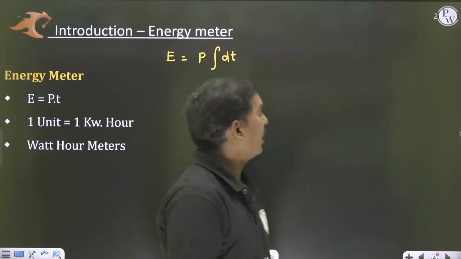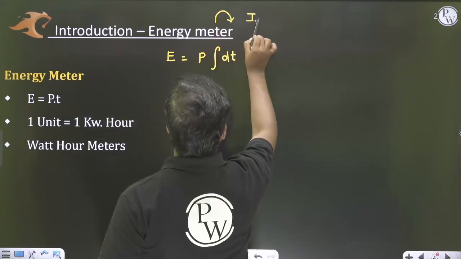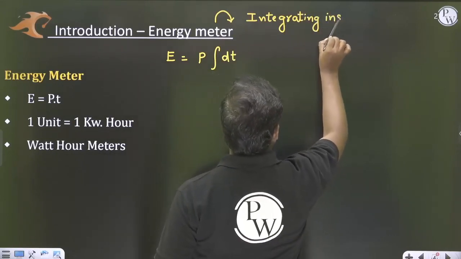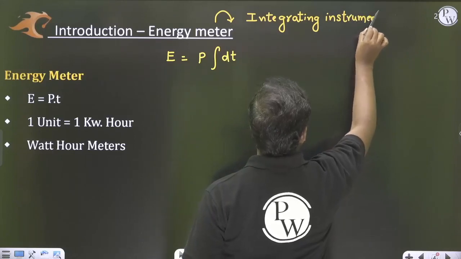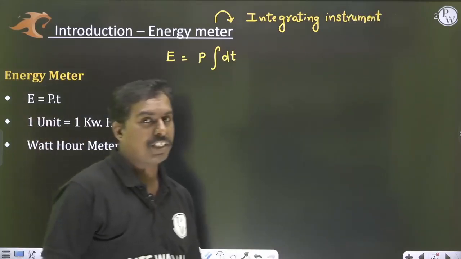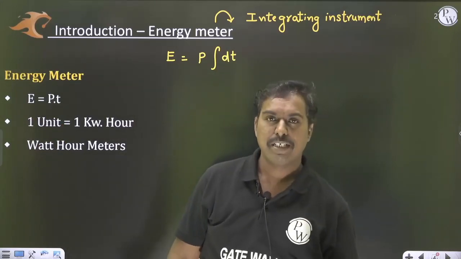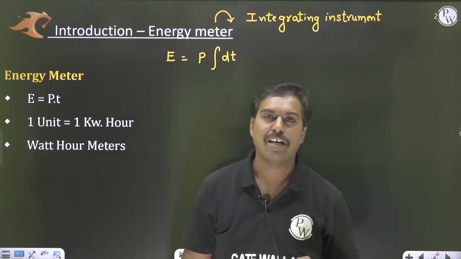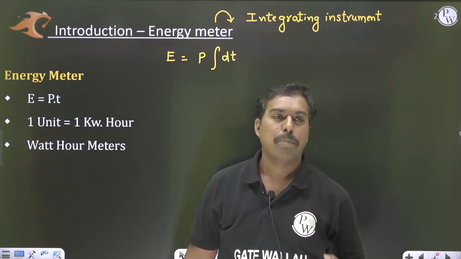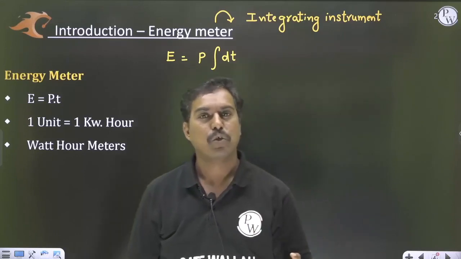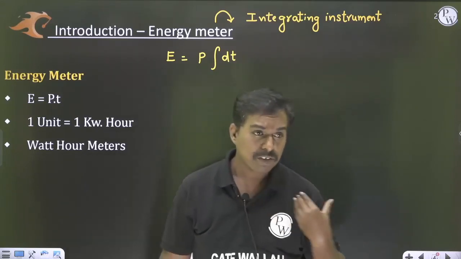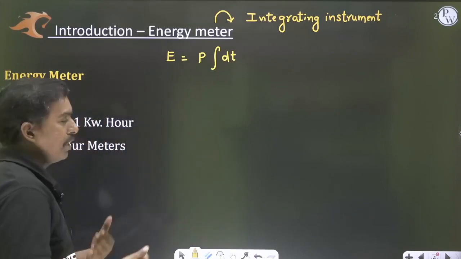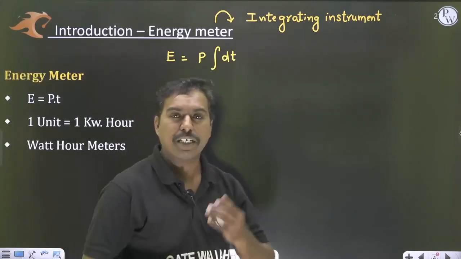See, the energy meter is a type of integrating instrument. This is the best example for an integrating instrument. Keep it in mind. What is an integrating instrument? That means it accumulates the reading over a period of time. It is not like an indicating instrument, not like a recording instrument. PMMC is an indicating instrument. Cathode ray oscilloscope is a recording instrument, whereas this energy meter is an integrating instrument, it integrates the values over a period of time. It goes on accumulating. So energy can be defined as power integrated over a period of time.